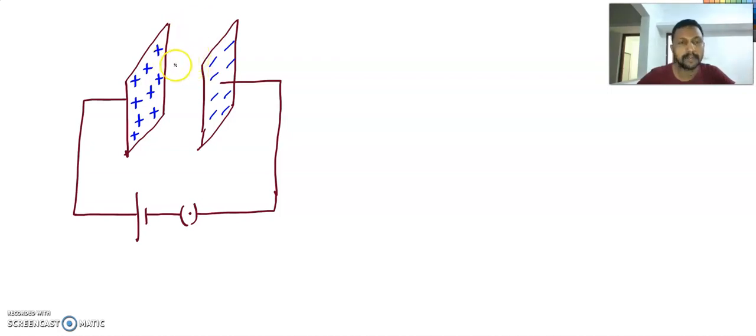In order to say about that electric field, let me say the area of this sheet is A and the area of this sheet is also A. The two sheets are of same area. Then the distance between the two sheets is d. d is the distance between the two sheets. A is the plate area of the sheet. Clear? Then let's find out the electric field between the two sheets.